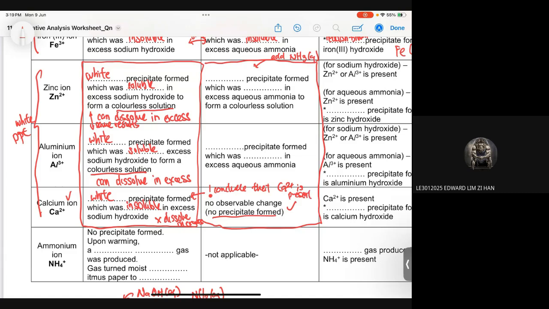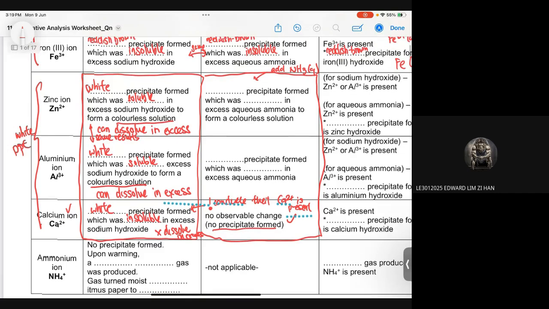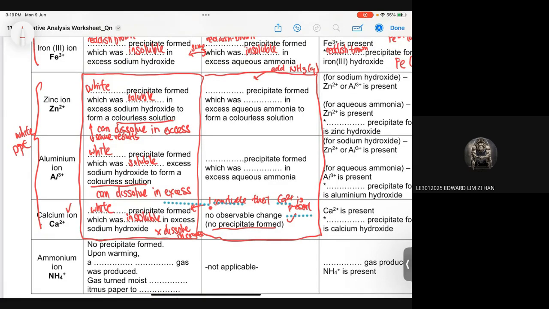Okay. Take note, if no precipitate forms, that is no observable change, you can't conclude anything. Take note. Okay, next. Let's go on to zinc and aluminum.